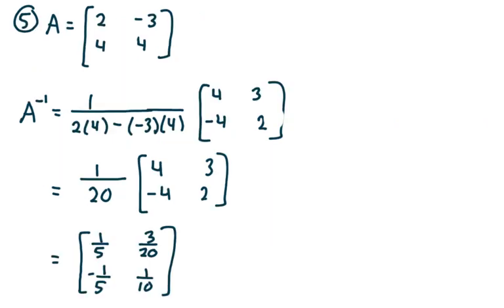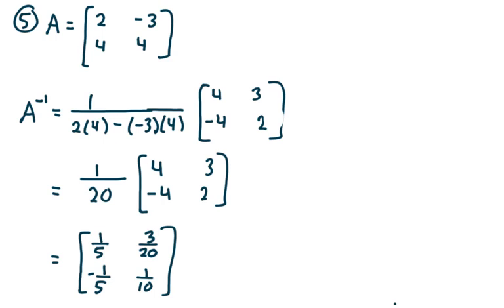In problem 5, we have A equaling the matrix 2, negative 3, 4, 4. And I want A inverse. Okay, so A inverse is 1 over AD, which is 2 times 4, minus BC, which is negative 3 times 4, times the matrix 4, 3, negative 4, 2.